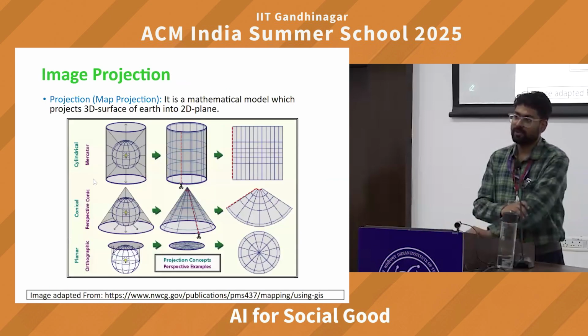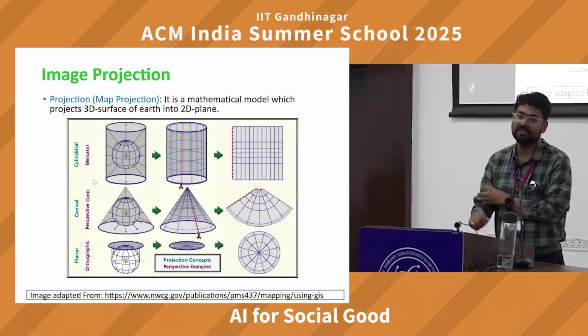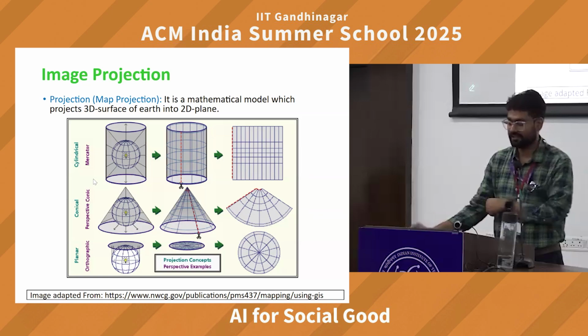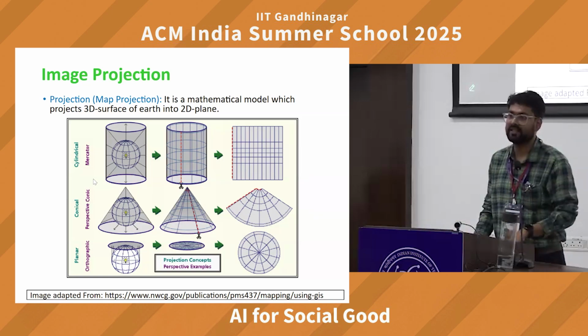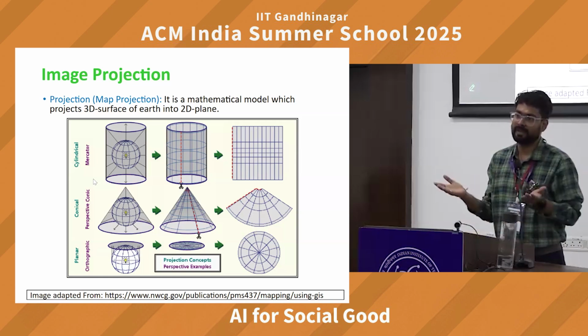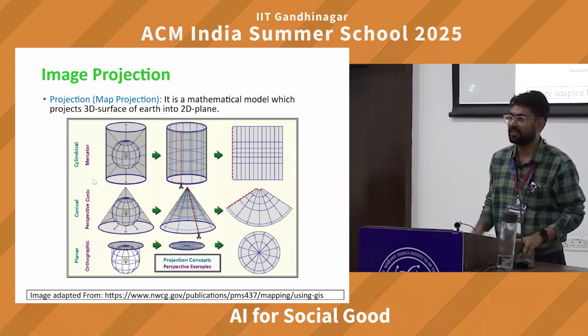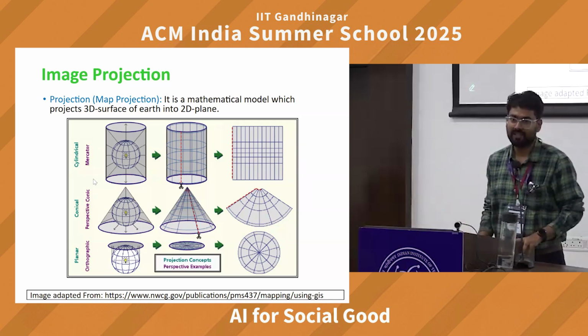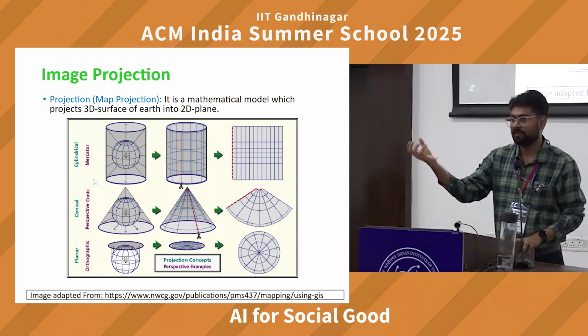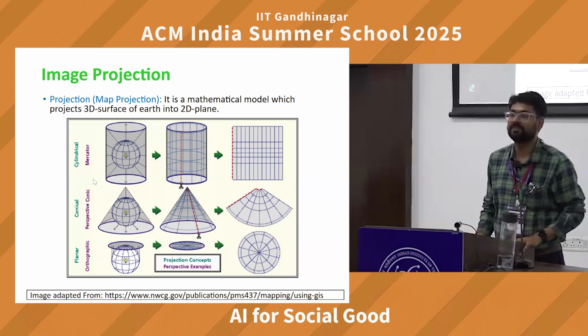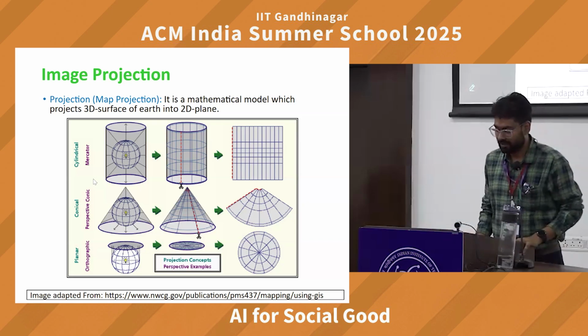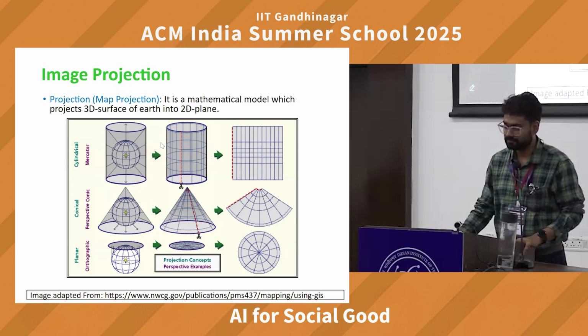Now coming to another GIS terminology, which is image projection. What is image projection? Projection is a mathematical model used to project the 3D surface of the earth onto a 2D map. The computer screen you are watching is a 2D plane, but the surface of the earth is 3D. How we mathematically model that 3D surface of the earth on the computer is what projection is. Typically there are three types of projection.